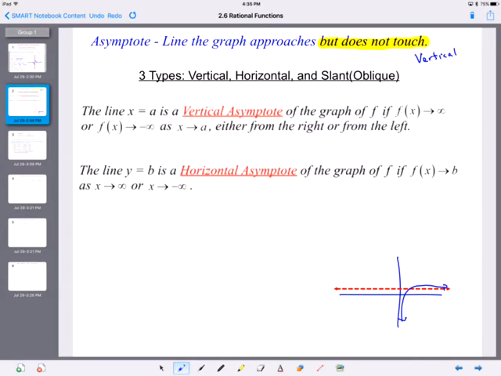There are three types of asymptotes that we're going to learn about. We're going to learn about vertical, horizontal, and something called a slant or an oblique asymptote. We're not going to do that one today. Our focus is going to be on the vertical and horizontal only today.